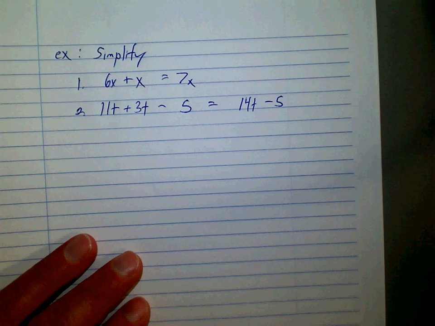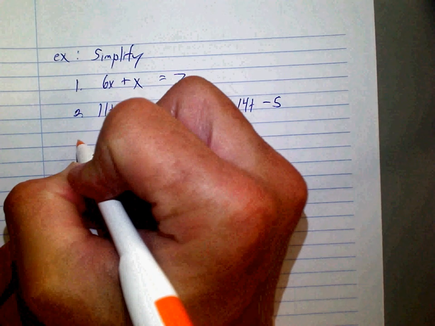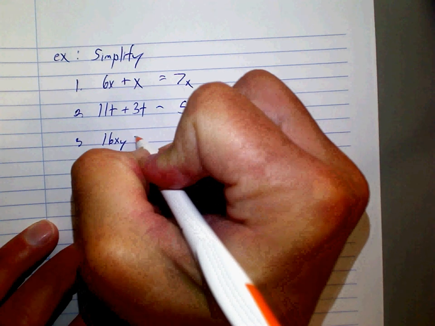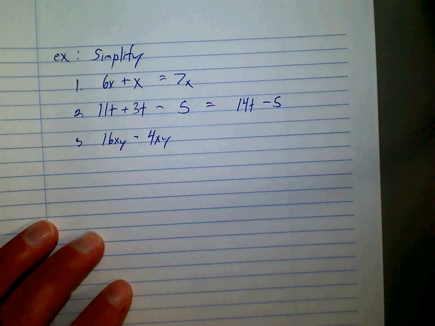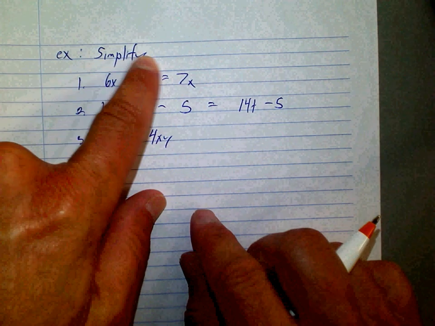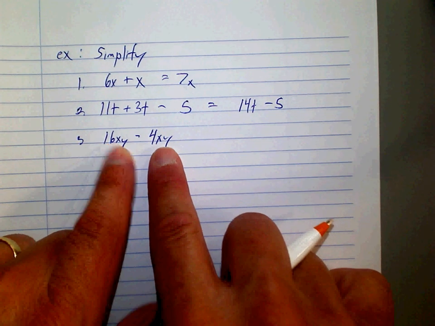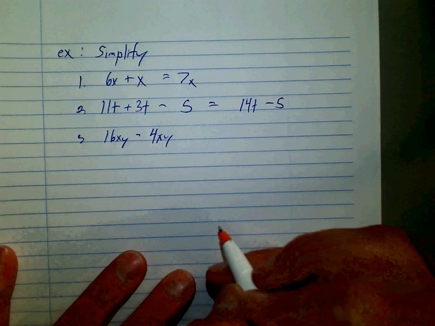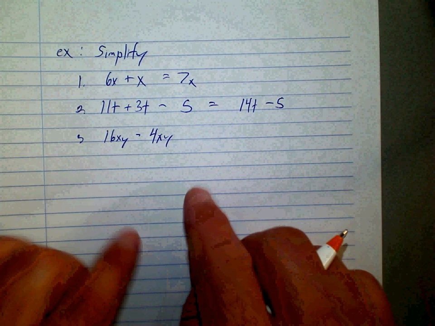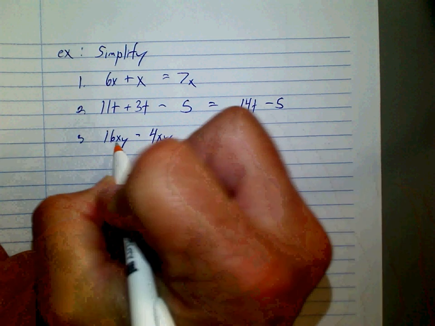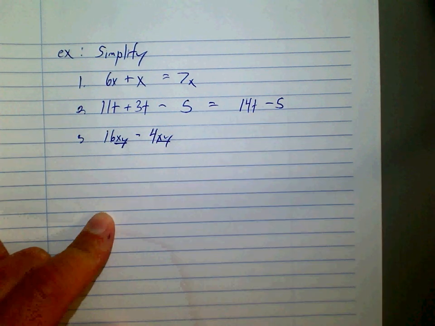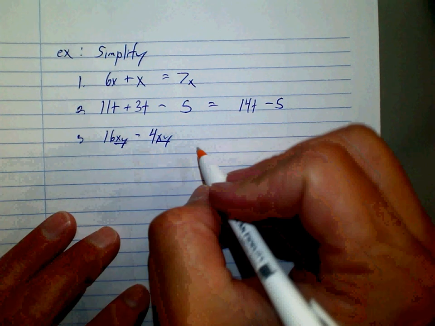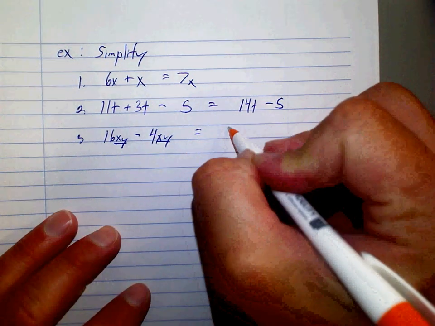And what if we go a little bit crazier? What if we say 16xy minus 4xy? If I was to simplify that expression, Wesley, what do you think it'd be? That's right. xy is the term. It's xy terms. So that's like. They're both xy, so we can simplify by subtracting. Make 12xy's.